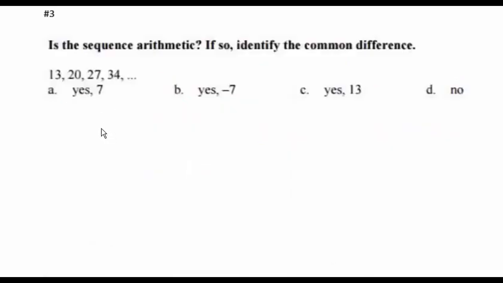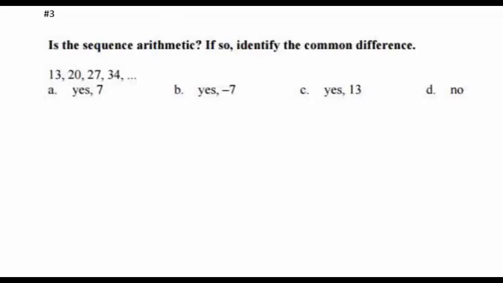This question says, is the sequence arithmetic? If so, identify the common difference. If it's arithmetic, we're going to either add or subtract the same number from one term to the next. If it's geometric, we will multiply by a common ratio to get from one term to the next.